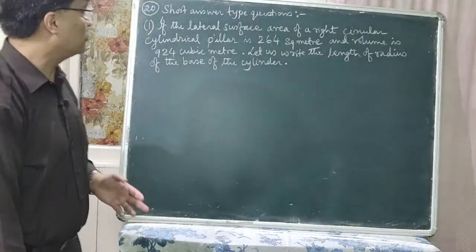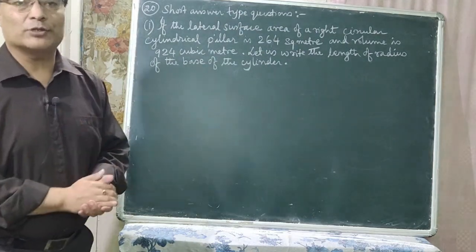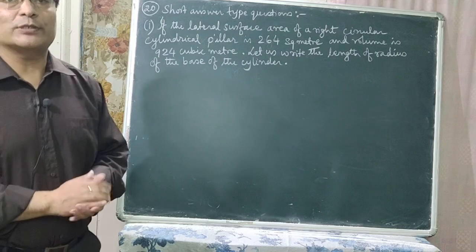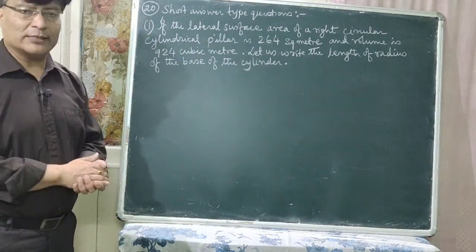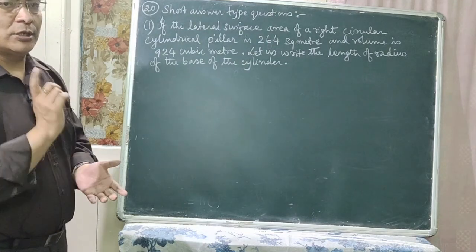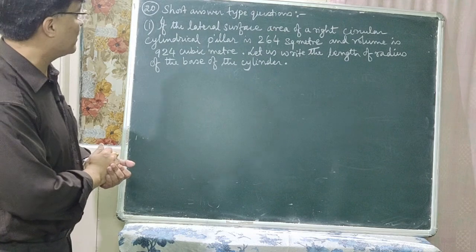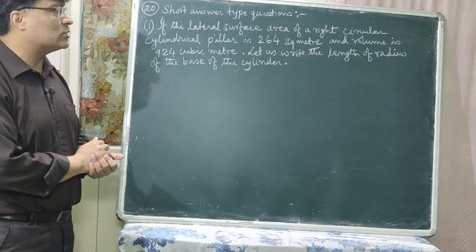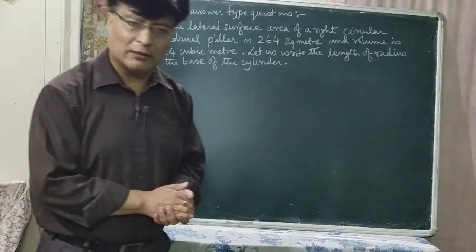So now we'll do the next type of question, that is question number 20, short answer type question. In this case each question carries 2 marks. Okay, so let's do this type of question, that is short answer type questions. So question number 1 is, if the lateral surface area of a right circular cylindrical pillar is 264 square meter. So there is a cylindrical pillar.